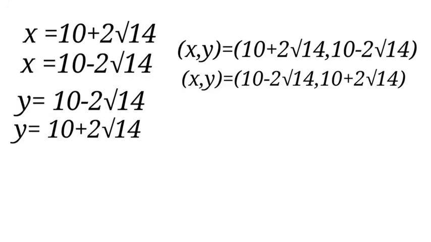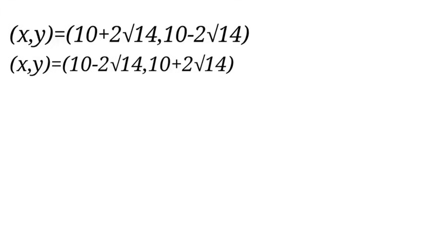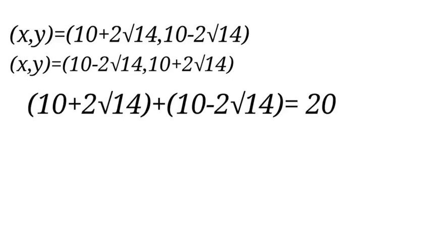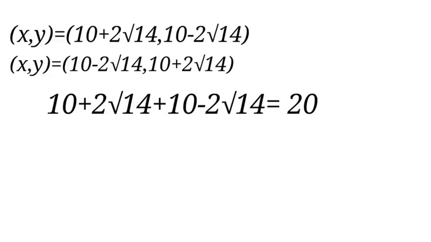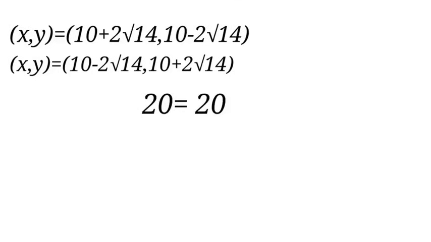Now let us check if our working is correct. First, we will use equation 1, which is x plus y equals 20. Let's substitute the values of x and y inside this equation. We'll have open bracket 10 plus 2 root 14 close bracket plus 10 minus 2 root 14 equals 20. So let's open up that bracket. We'll have 10 plus 2 root 14 plus 10 minus 2 root 14. 2 root 14 will cancel 2 root 14. You are left with 10 plus 10, which equals 20.